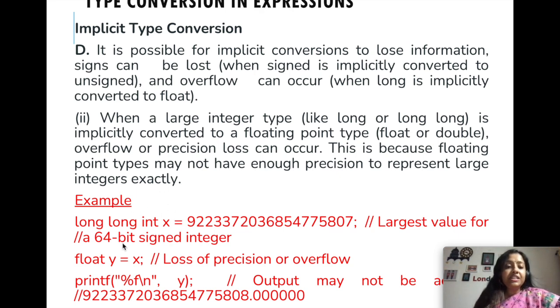What happens here in this example? We see that there is a long integer called x which has a certain value. I have put the largest possible value for a 64-bit signed integer here. As we are converting this to float, what happens is the loss of precision, or there is an overflow. As we all know, long int has a bigger size as compared to float. So the output which we get is not at all matching with the original value, as you can see here. So it has changed.